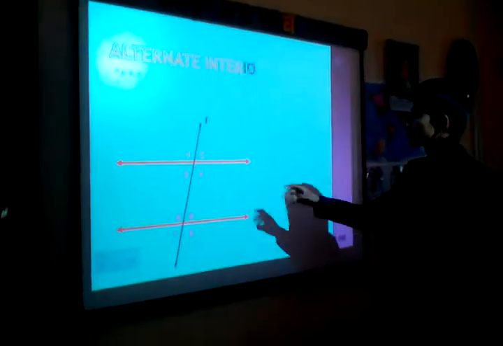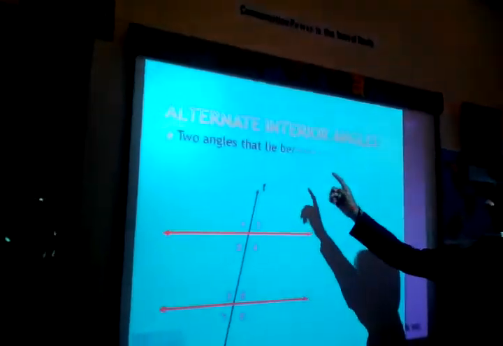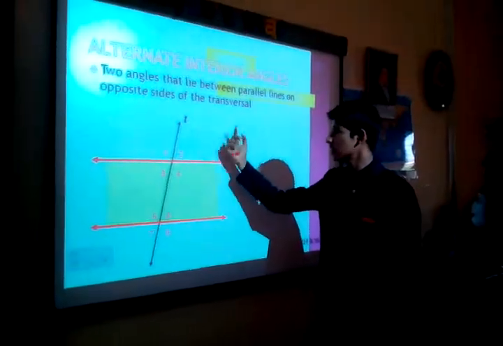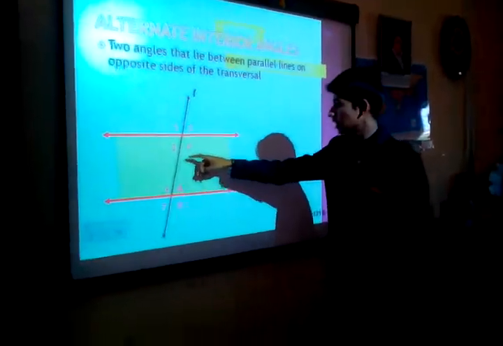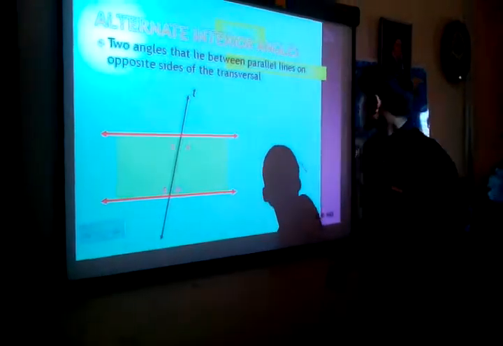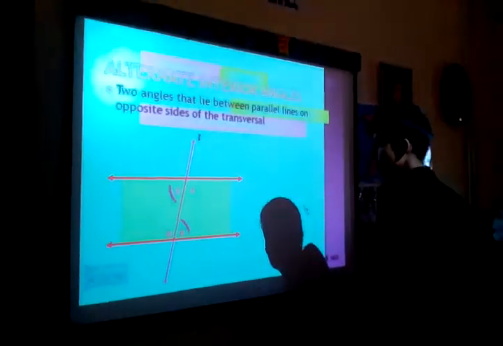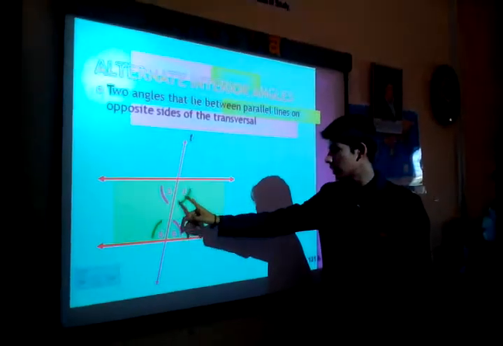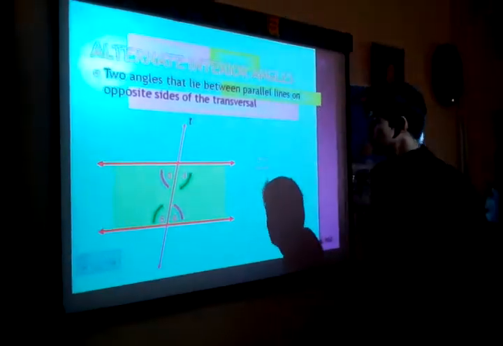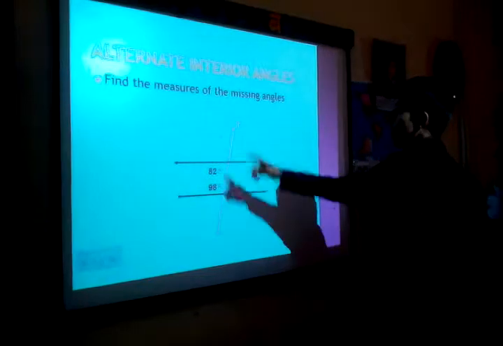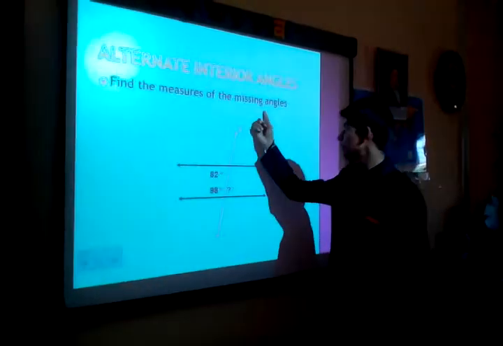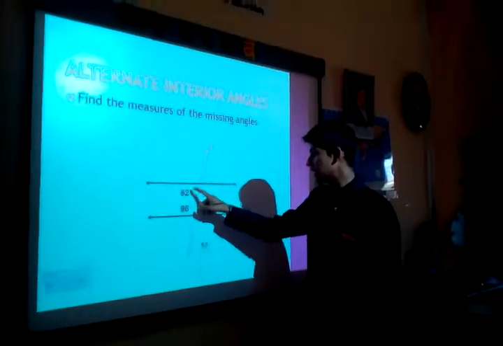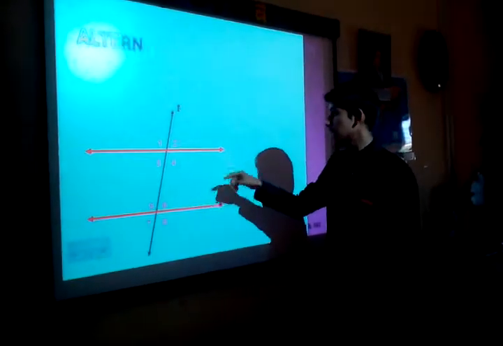Next, alternate angles. The two angles that lie between the parallel lines on opposite sides of the transversal. Here we can see alternate angles. Angle 3 is alternate to angle 6, while angle 4 is alternate to angle 5. Alternate interior angles. Find the measure of the missing angles. Here we can find it. This would be 98 and this would be 82 due to alternate angles.